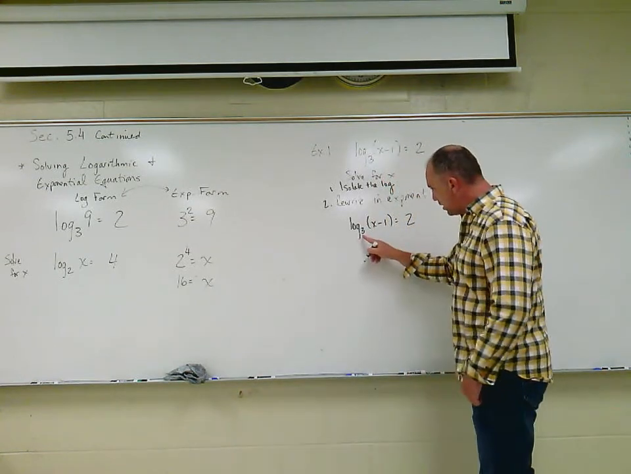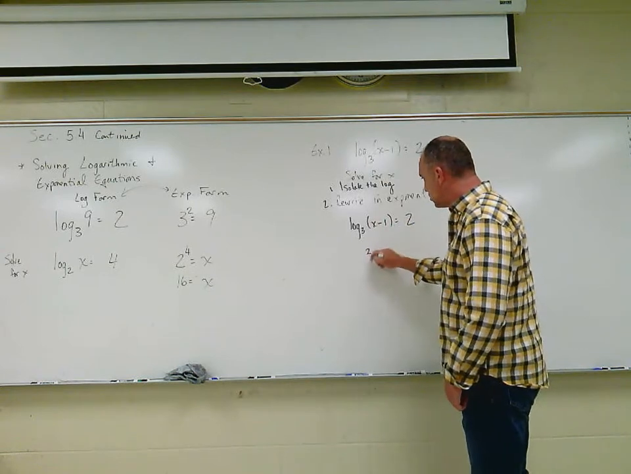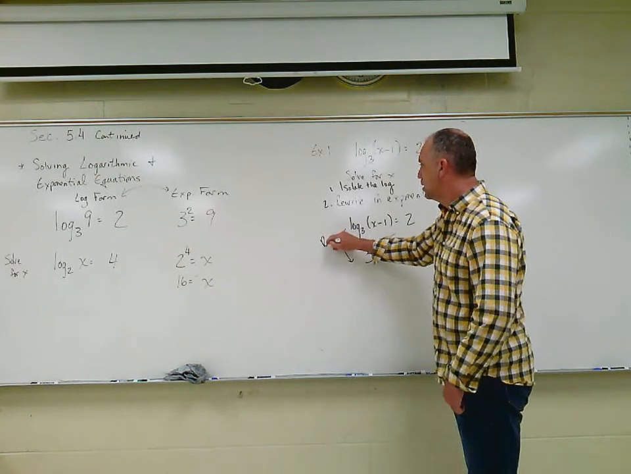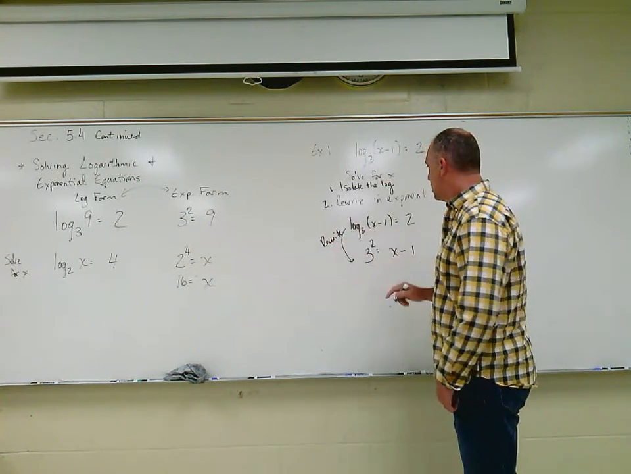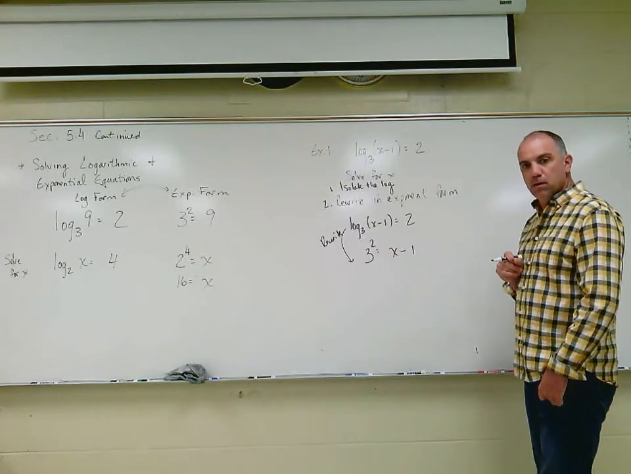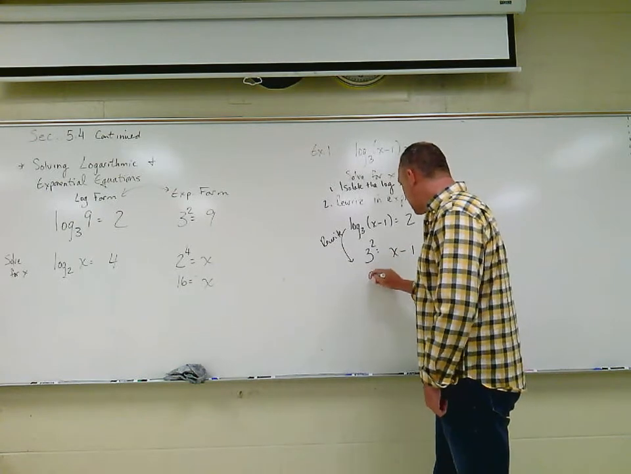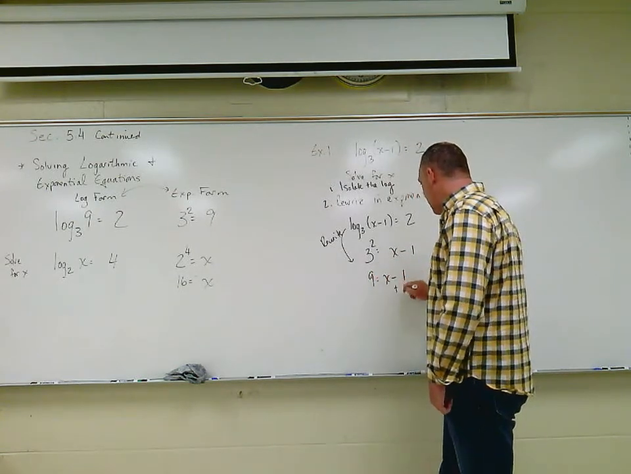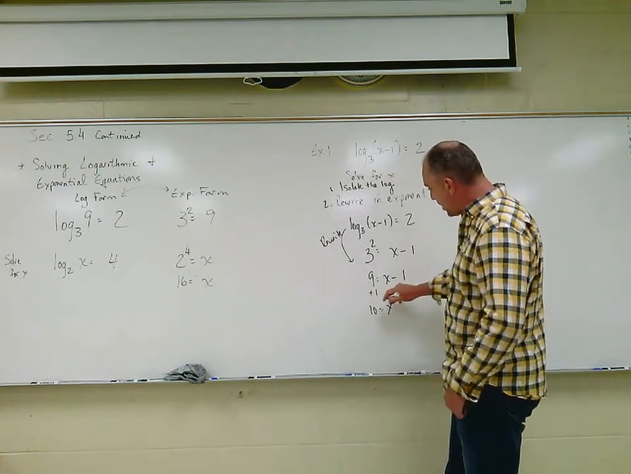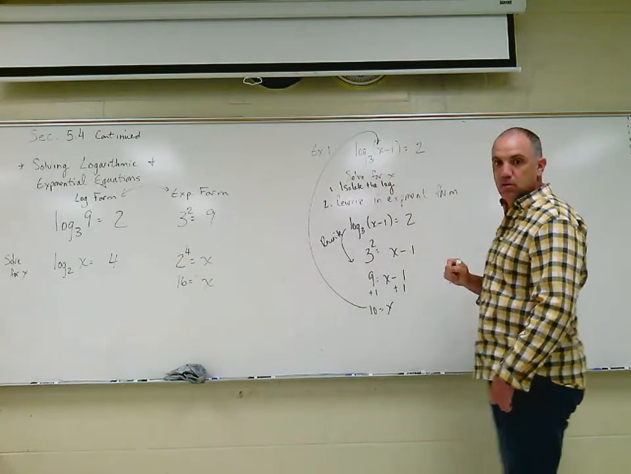And so if I rewrite it, 3 to the exponent should equal the inside. So 3 squared is equal to x minus 1. This is where I'm rewriting. And now I have it in a form that allows me to isolate x. So now I can solve for x. 9 is x minus 1, and if I add 1, I get 10 is equal to x. And just to go back and check, if I plug in a 10, it should make that equation true.